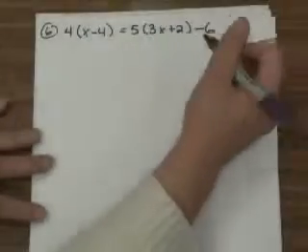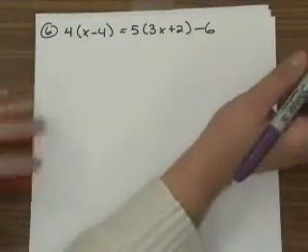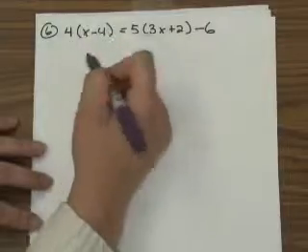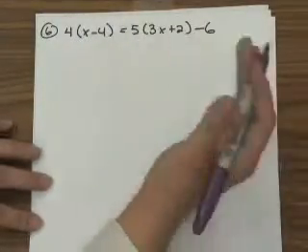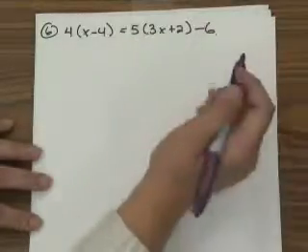In this problem, we're also going to solve for x. But before we can solve for x, we have to one, get rid of these parentheses by distributing, two, combine like terms, and three, get all our variables on one side, all our numbers on the other.